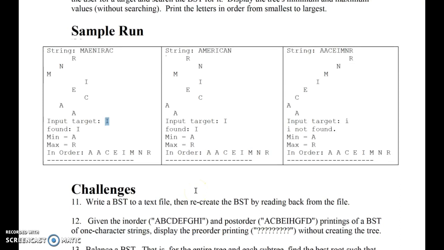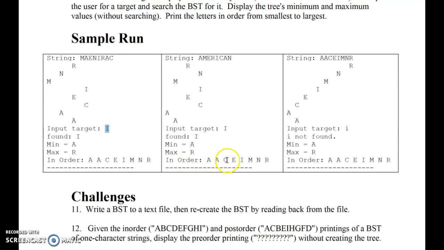It's going to traverse the tree differently to find the min, the max, and to also display order.